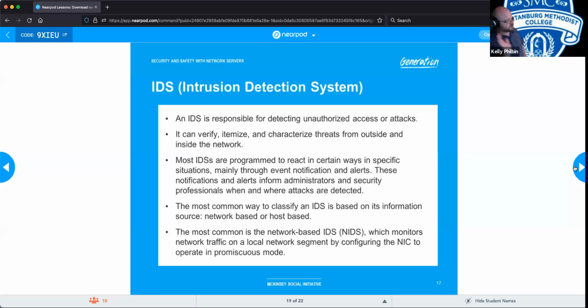Then you would have your network based, which would be out of line, kind of monitoring all the traffic on the network. And that would be a NIDS, or network intrusion detection system. It monitors the network traffic, local segments, and you can configure a NIC on a computer. So you can set up a computer to be a NIDS, and you set the NIC on that computer to what's called promiscuous mode, which means every signal that gets transmitted on that line, it just lets it in. So that is one way to essentially create a NIDS on a network.